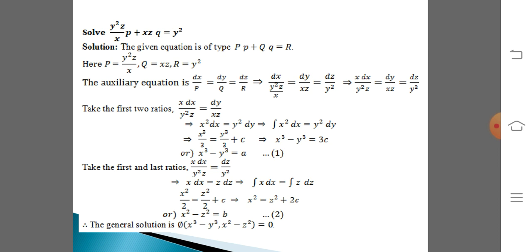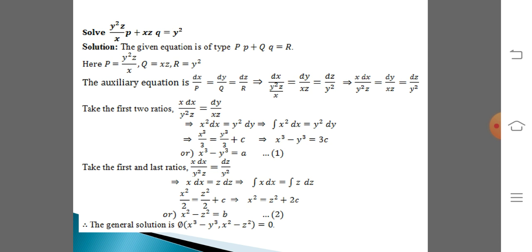So this is one solution we have got by considering the first two terms in the auxiliary equation, and the method we used here is the method of grouping. Similarly, you take the first and last ratios in the auxiliary equations, namely x dx by y square equal to dz by y square.